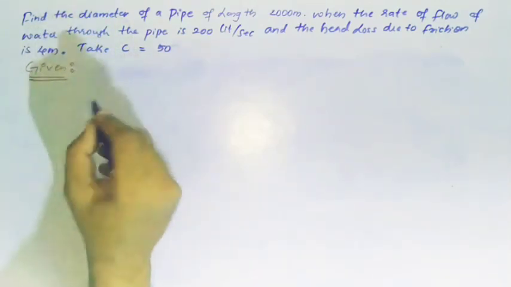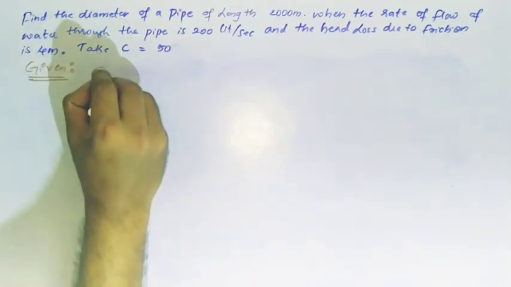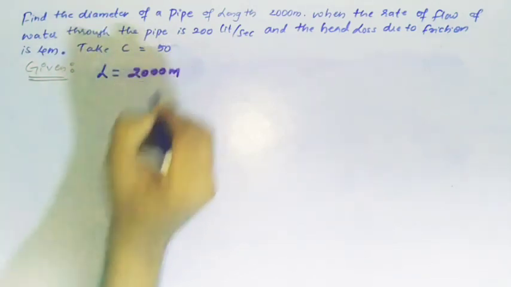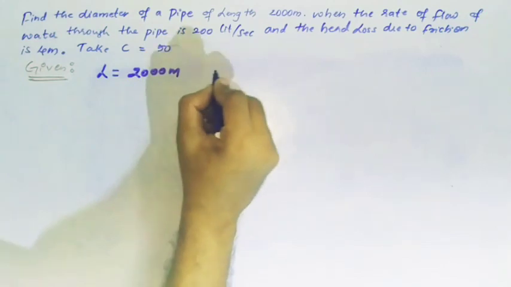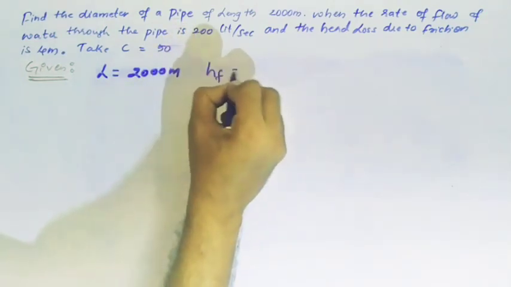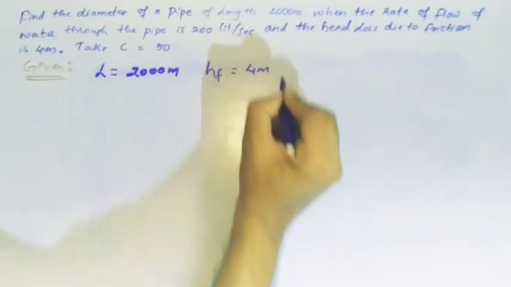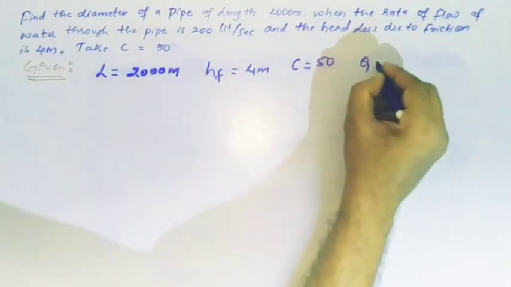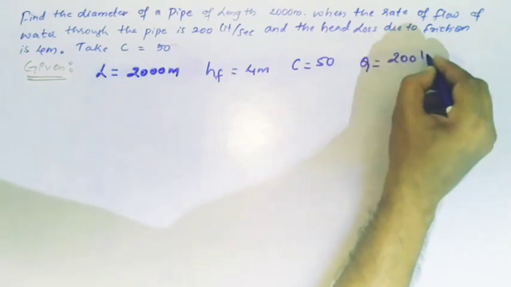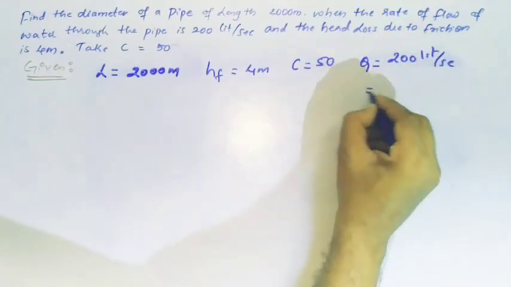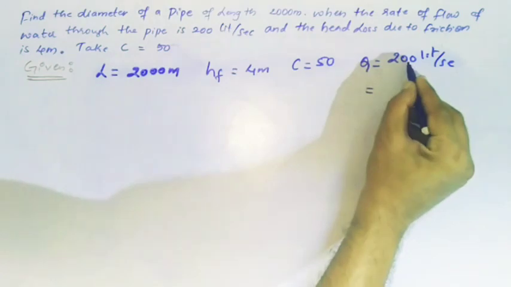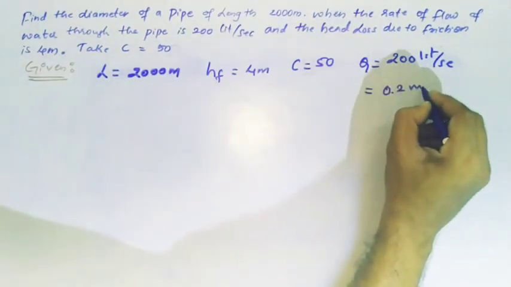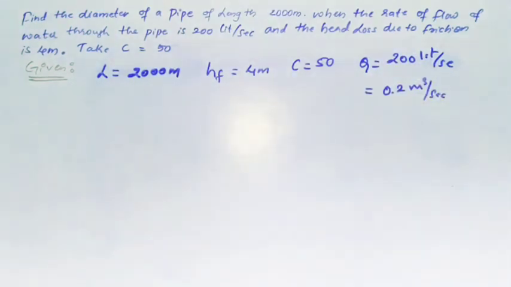Before that, let us note down the given terms. Length is given, that is 2000 meter. Then loss of head HF is given, that is 4 meter. Then C value is given, that is 50, and Q is given, that is 200 liter per second. If I convert that into meter cube per second, I need to divide by 1000, so it will be 0.2 meter cube per second.